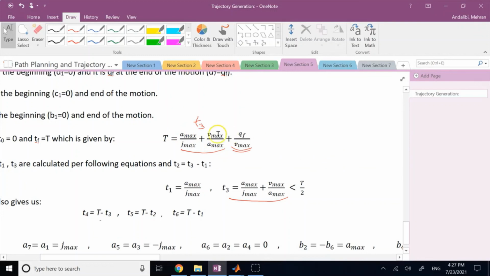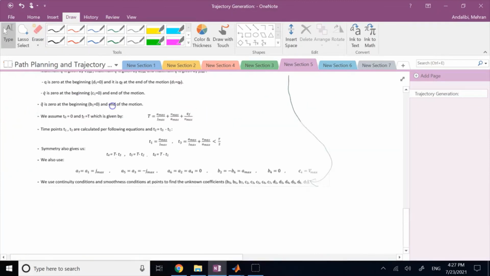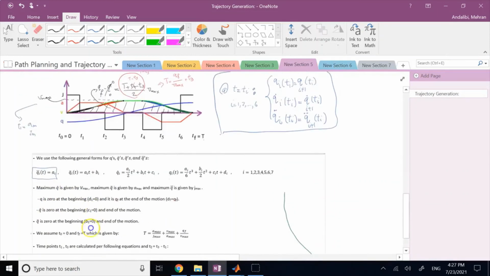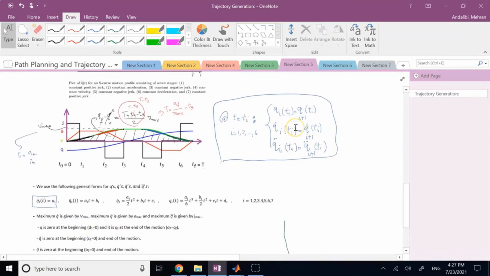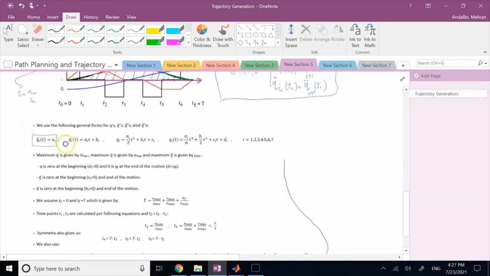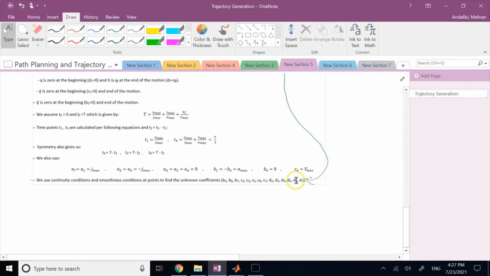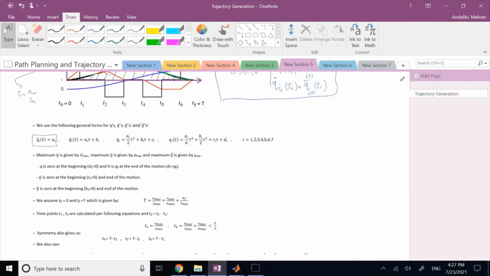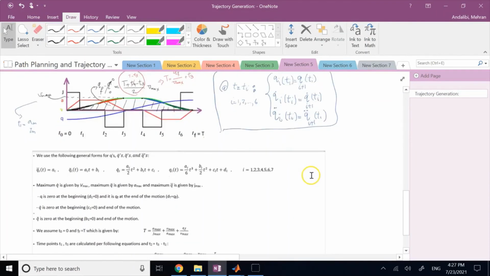Right? So you see, I'm using these continuity conditions, and that gives me the value for these 4 time points. Now that I got my 4 time points out of those 18 equations that I had up here, 4 of them are gone. I'm down to 14, and guess what? I have 14 coefficients here to find, and it's just coming from those equality conditions, right? The Q's are the same, Q dots are the same, Q double dots are the same at the shared points, intersection points.